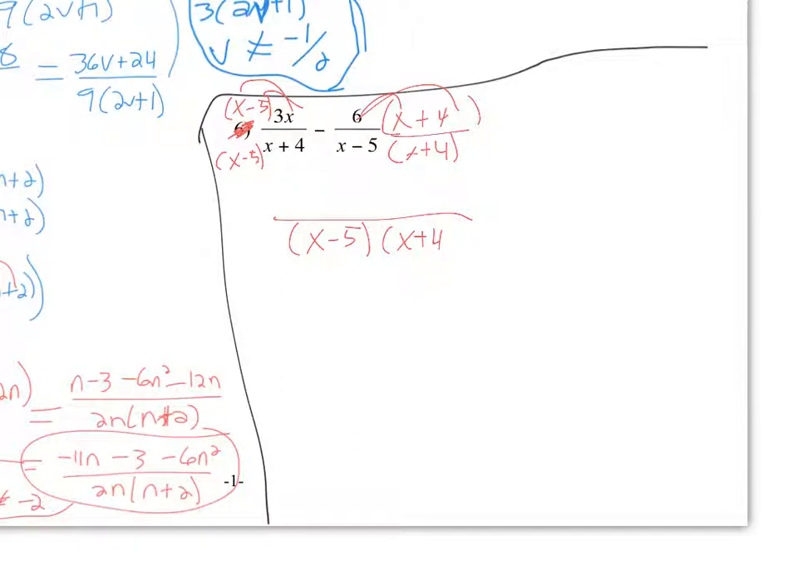Here, I'll just do it out. So x minus 5 times 3x minus 6 times x plus 4. And remember that negative has to be shared with everything. So when I go distributing, that negative, I can think about it as a negative 6 times x and a negative 6 times 4. I forgot the other side of that parenthesis. Negative 6 times all of that.